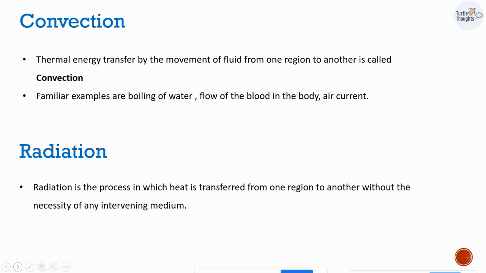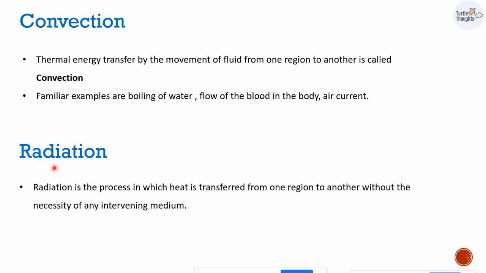Let us move on to the other two modes of heat transfer. We had three modes of heat transfer. The first one was conduction, which we discussed. The next is convection, and then we have radiation. Convection: thermal energy transferred by the movement of fluid from one region to another is called convection. Familiar examples are boiling of water, flow of blood in the body, or air currents.